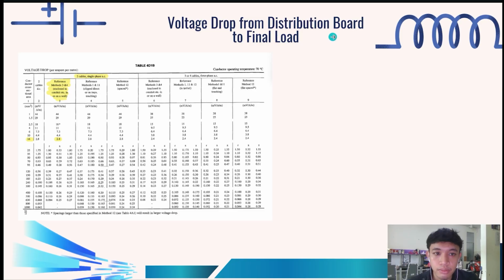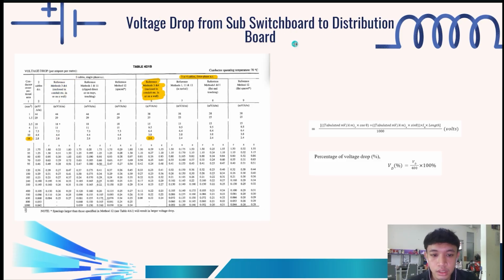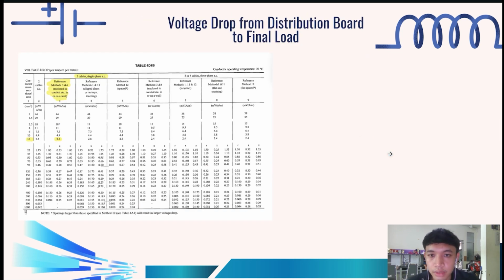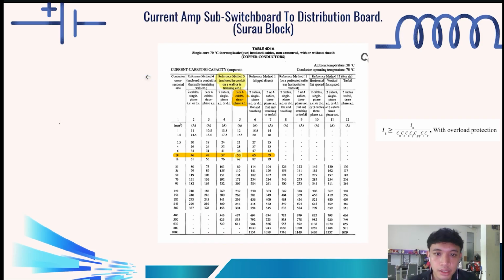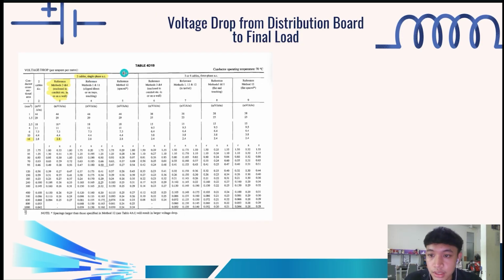So this is the voltage drop from distribution board to final load. The formula we use is here, and this is the percentage of voltage drop that we get. For the voltage drop from distribution board to final load, we use Table 4D1A. We choose the 2 cables single phase from reference method 3 and 4, in conduit, because we use the conduit method. We use the 16 mm square cross-sectional area, and we got the voltage drop, which is 2.8.